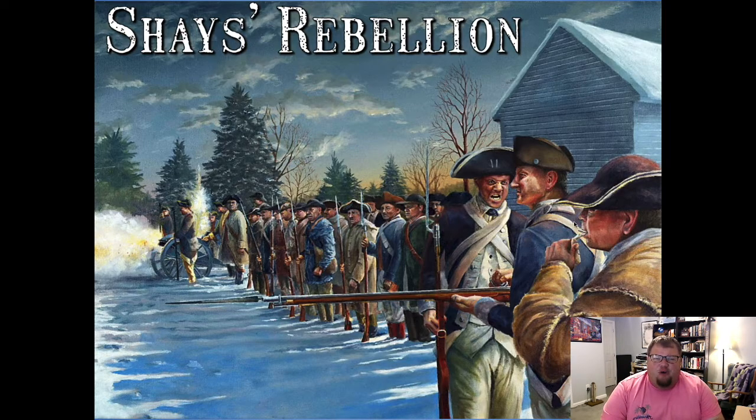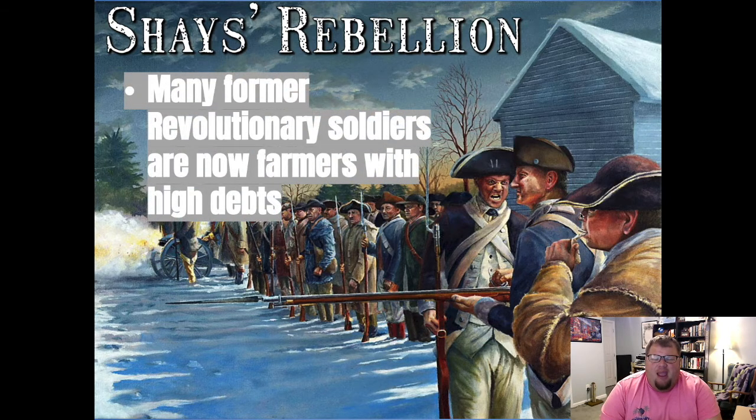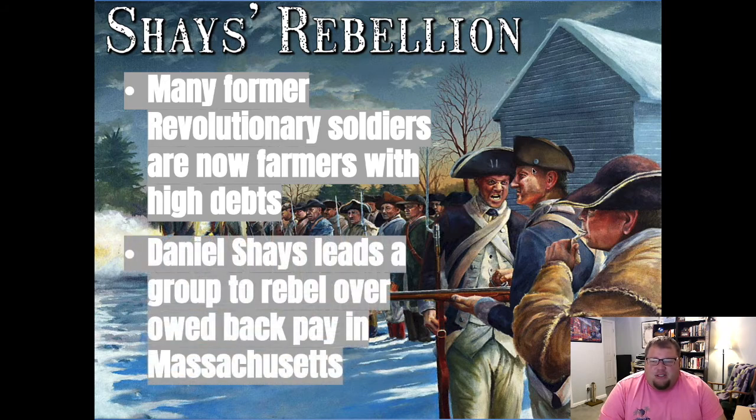And so the first problem, or the biggest problem that we see, is Shays' Rebellion. With Shays' Rebellion, many former revolutionary soldiers are now farmers, and they have high debts because, one, they're not getting paid by the federal government after the American Revolution. And so Daniel Shays leads a group to rebel over money owed in Massachusetts.